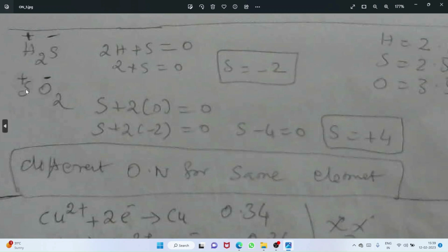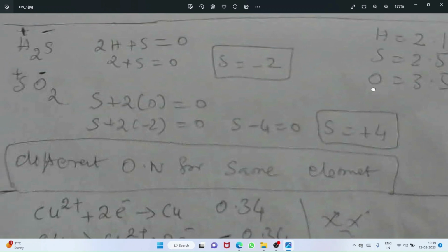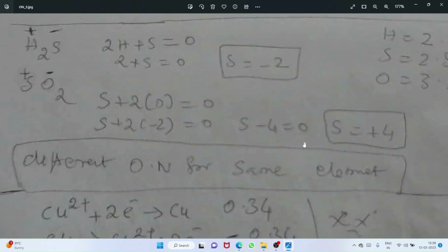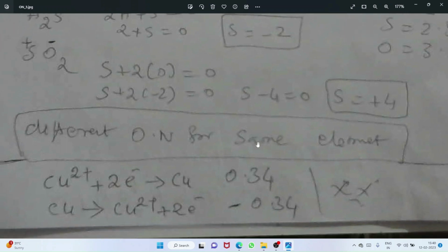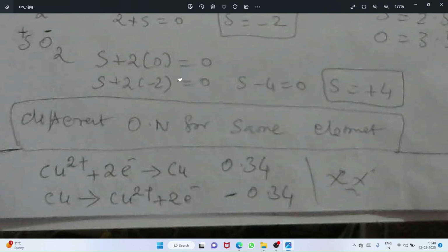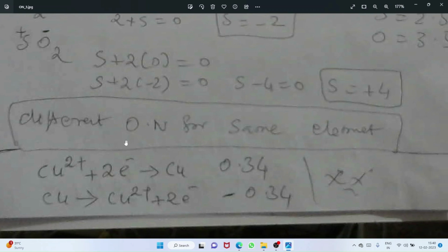But in this case, you see sulfur having partial positive charge, and oxygen will have partial negative charge, because oxygen is more electronegative than sulfur. So here, positive 4. So the same element sulfur will have different oxidation numbers depending on the compound. Okay.